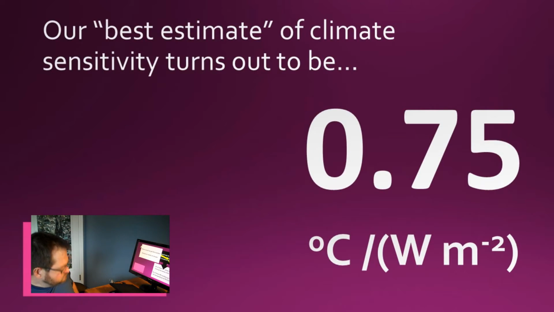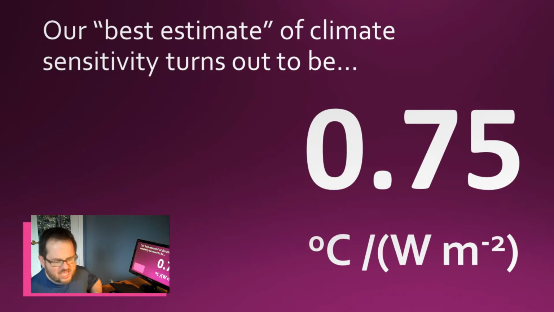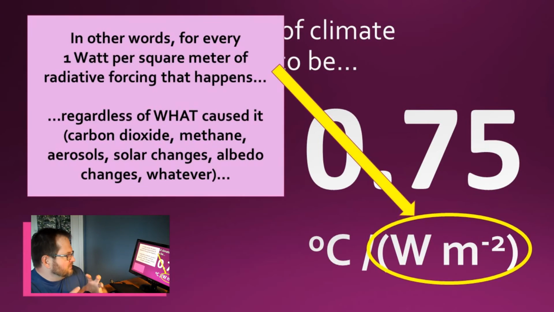And so if we take a large number of models and a large number of scenarios and try them all, and come up with a sense of the range of possible climate sensitivities between all of our different models, we have a whole ensemble of models running a whole ensemble of different scenarios. We find that overall our best estimate of climate sensitivity turns out to be 0.75 degrees Celsius per watt per square meter, which is an awful set of units, and it's hard to pick out what this exactly means. Let's actually take this apart.